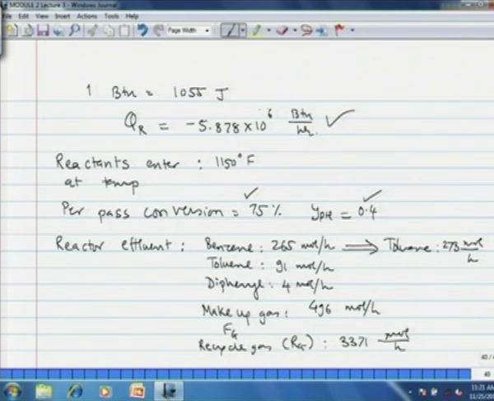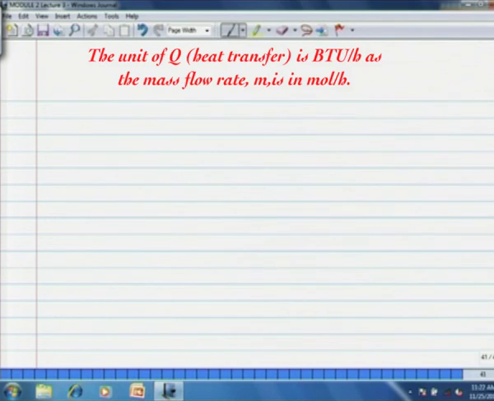That means the heat that is generated in the process, 5.8 million BTU per hour, is absorbed by total toluene, then makeup gas and recycle gas. We do not consider at this moment the products. Okay. Now, what will be the exit temperature if the entry temperature is 1150? Okay. Now, for this we have to do a very simple heat balance.